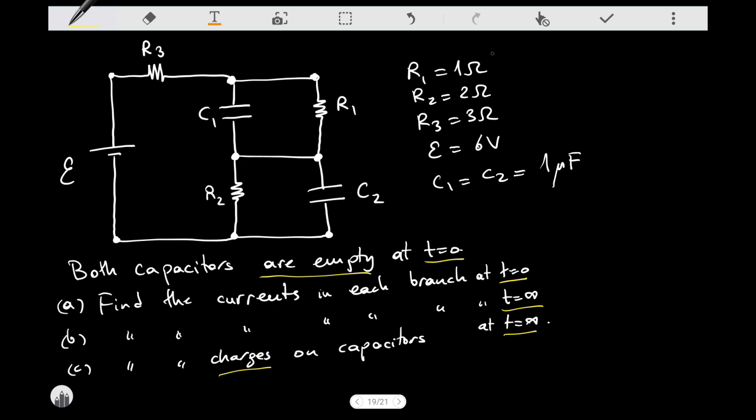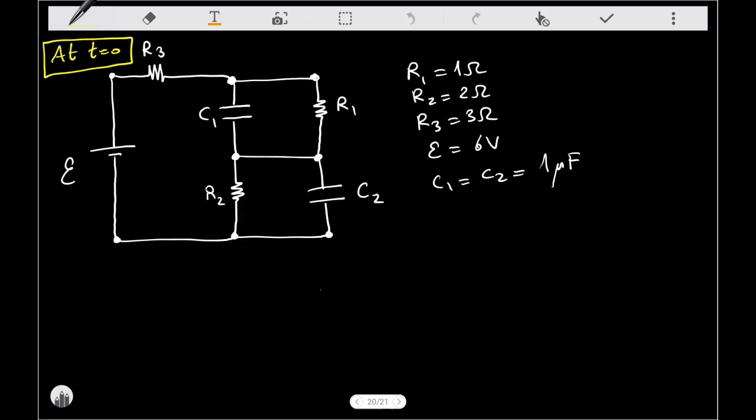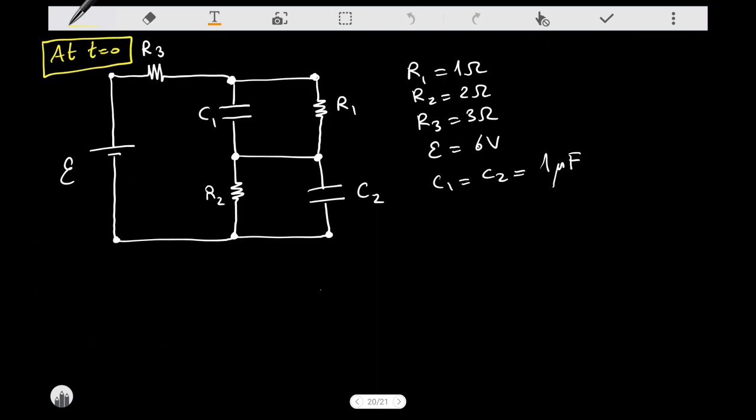I have chosen the values in a simple way to understand. R1, R2, and R3 are just 1, 2, and 3 ohms. The capacitance values are equal to each other. So let's discuss what happens at time t equals 0 when both capacitors are empty. And then after that, we will pass to the t equals infinity case.